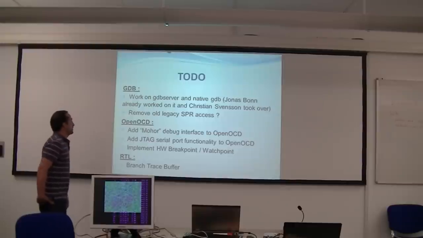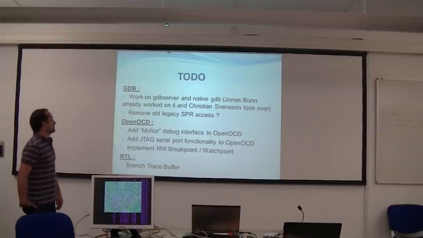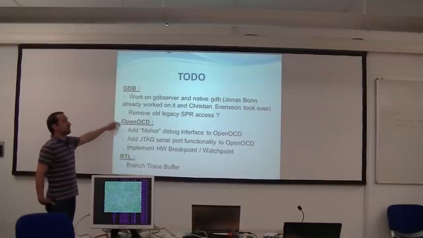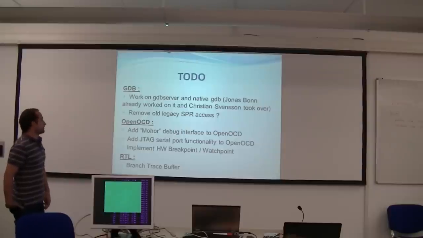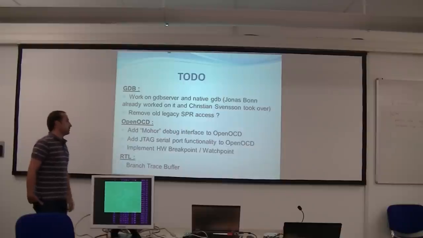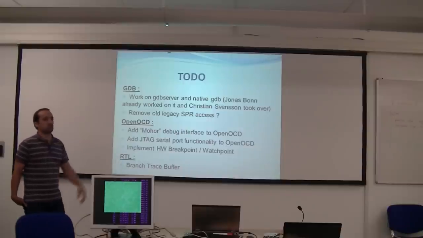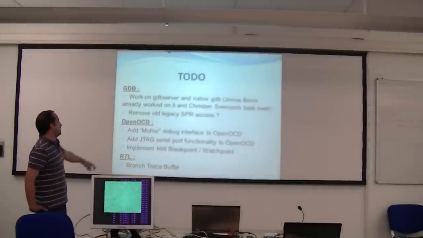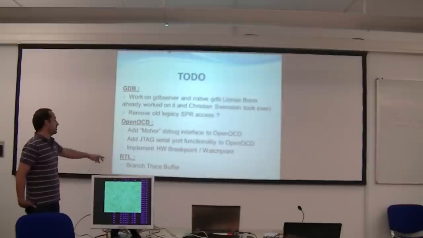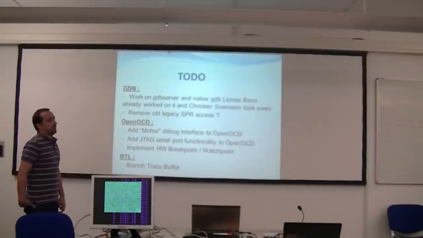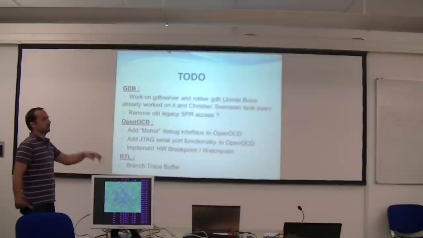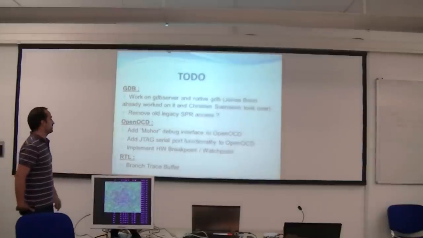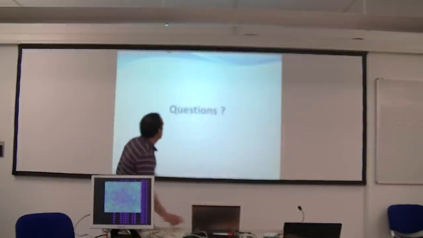So what we can do with OpenOCD is add the more debug interface, add the advanced debug feature, the JTAG serial port, and we could implement hardware breakpoints and watchpoints, but I don't know the status of this and the RTL, so I need to check. And on the RTL side for debugging, I would like to implement a branch trace buffer. I know it is supported in GDB recently. Maybe some work to do on the Linux side, so that's a good thing to do. And finish.